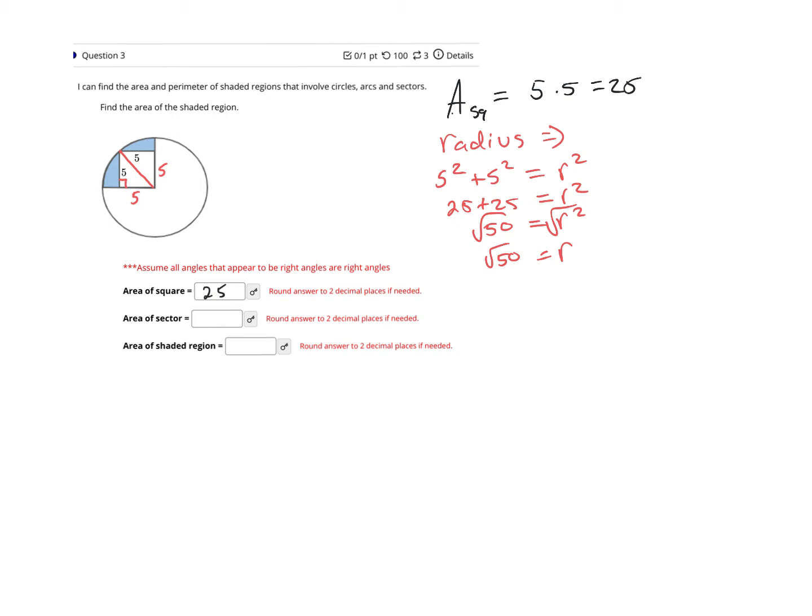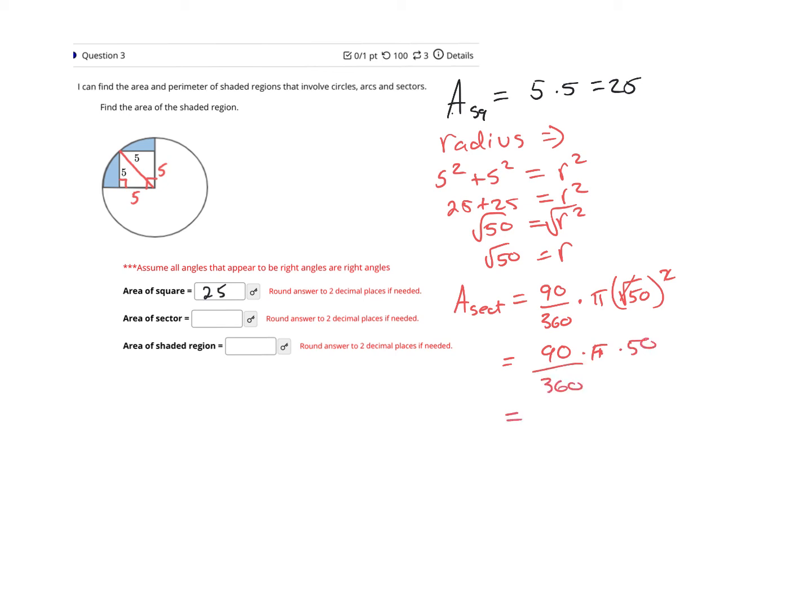To find the area of the sector now, what I'm going to do is just find the fraction of the circle. Since this is a 90-degree angle, my fraction is 90 over 360 multiplied by pi times the radius squared. And here's where it comes in handy that I left it as a square root. When you take the square root of something and then square it, the square root and the square cancel out. So I'm just left with 90 times pi times 50 divided by 360.